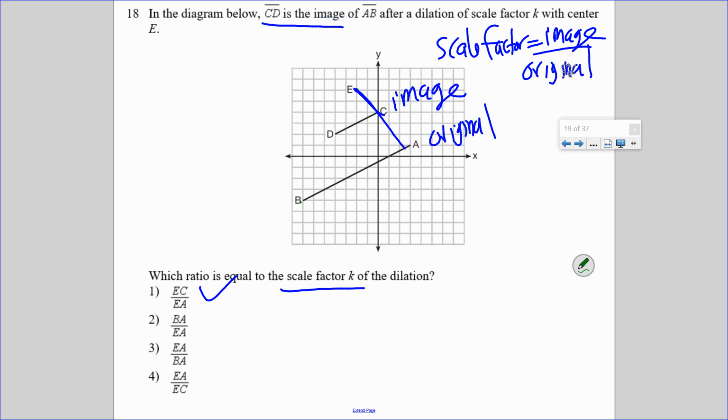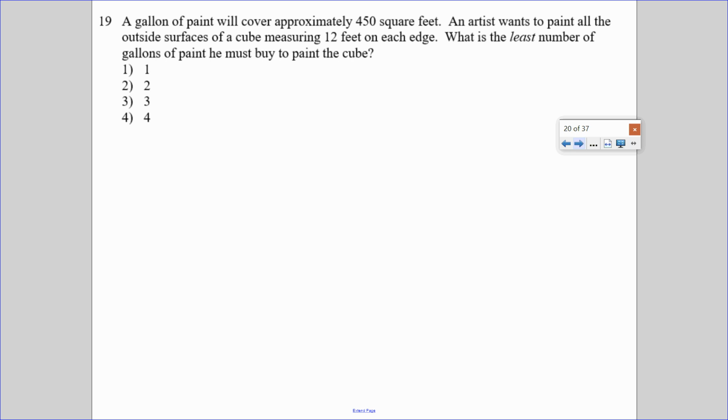BA. Is BA the image? Nope. EA. Is EA the image? No. EA. Is EA the image? No. Choice one. Scale factor is the image over the original.